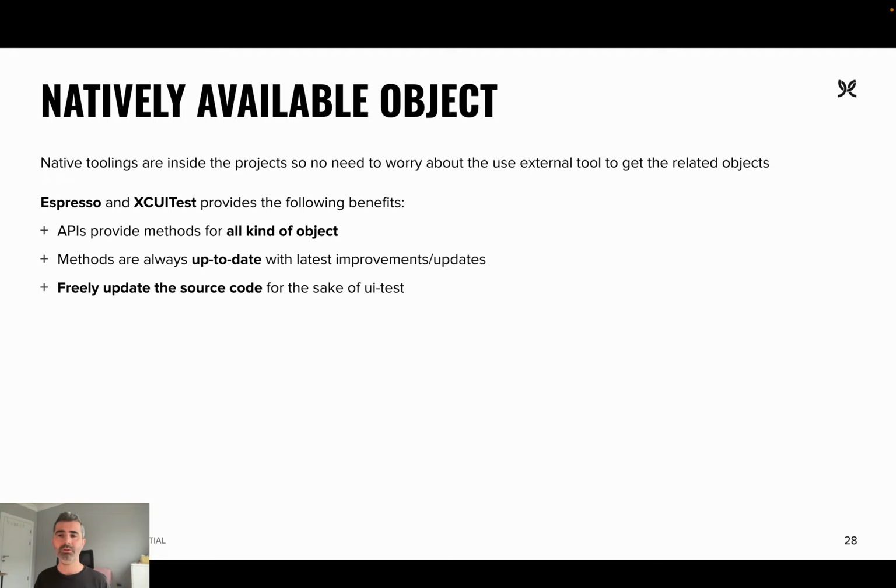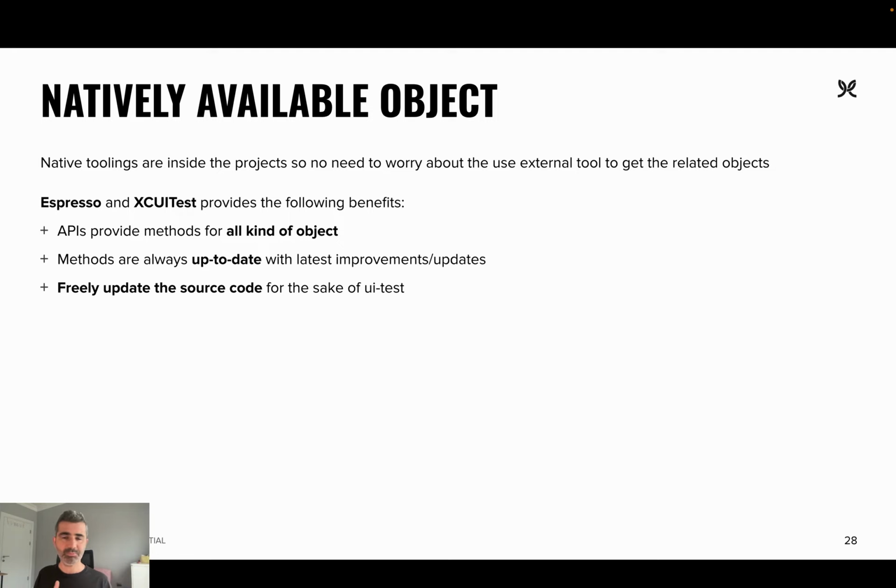Sorry. So the native automation tooling is inside the application, which means that every element is available to you natively. There is no server connection in between your elements and your automation project to translate it. And XCUITest and Espresso provide many benefits.